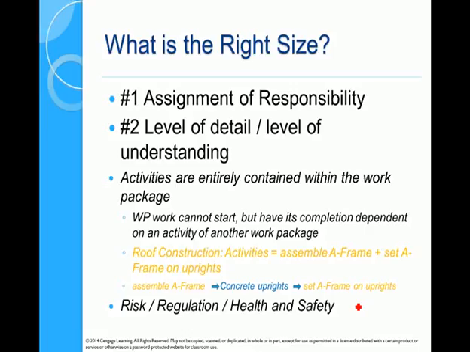In the example that we used in the lecture, we're going to put up a roof, so we're constructing a roof. That included assembling an A-frame, which could be done on the ground, and putting that A-frame on top of some poles, which obviously needs the poles there first. All right. So we can't call roof construction a work package, because you can see it necessarily has to be interrupted by another work package, which is concrete uprights.